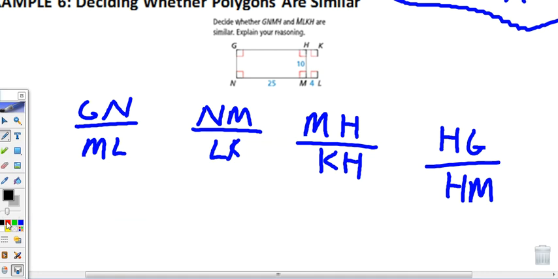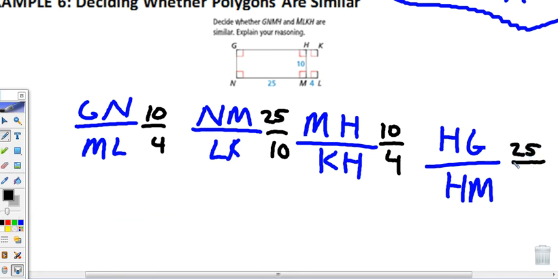10. So this is 10. What's ML? 4. Okay, so 10 over 4. We need to see if this is going to equal the other ratios. What's NM equal? 25. What's LK? 10. Okay, so that's that ratio. What's MH over KH? 10 over 4. What's HG over KL? 25 over 10.